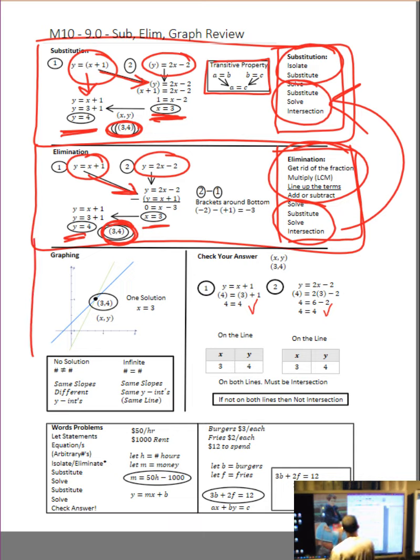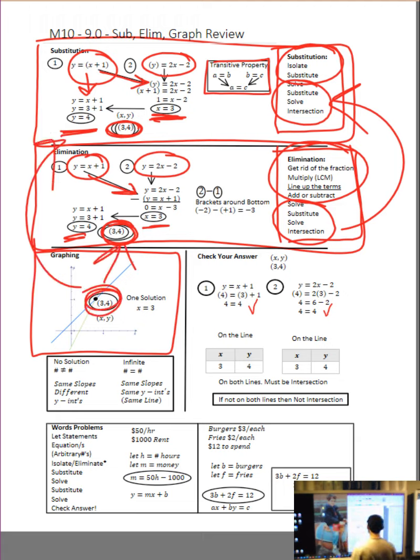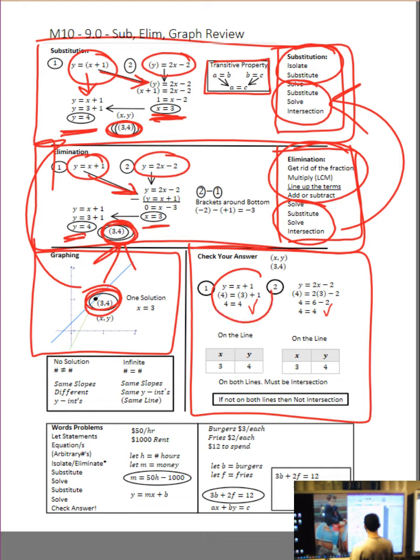Down below on the left, we can obviously just graph it and find the intersection. Obviously the same as above. And off to the right, every time, check your answer. Put it into the first equation. Put it into the second equation. It better be right in both of them. And if it's right in both of them, you did it correctly. It's on both lines.